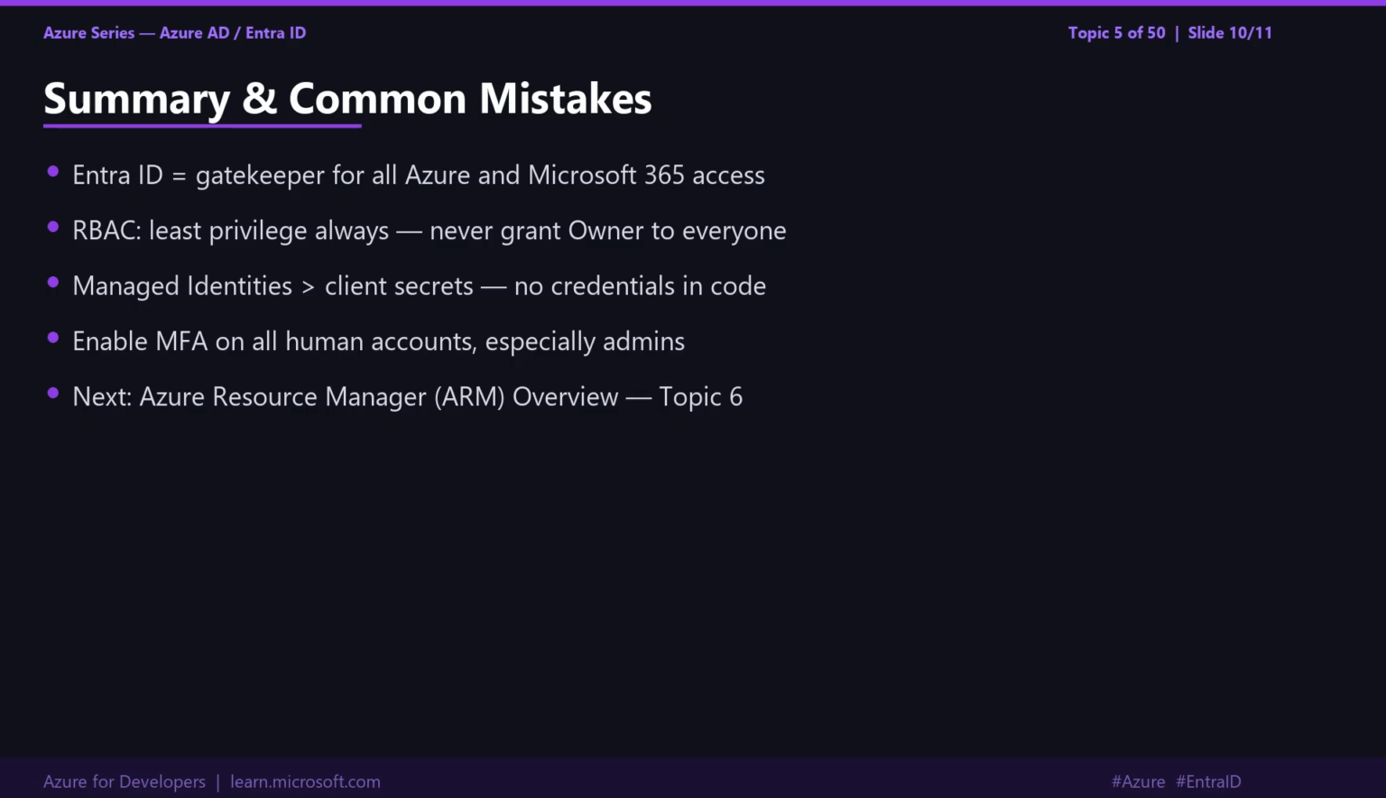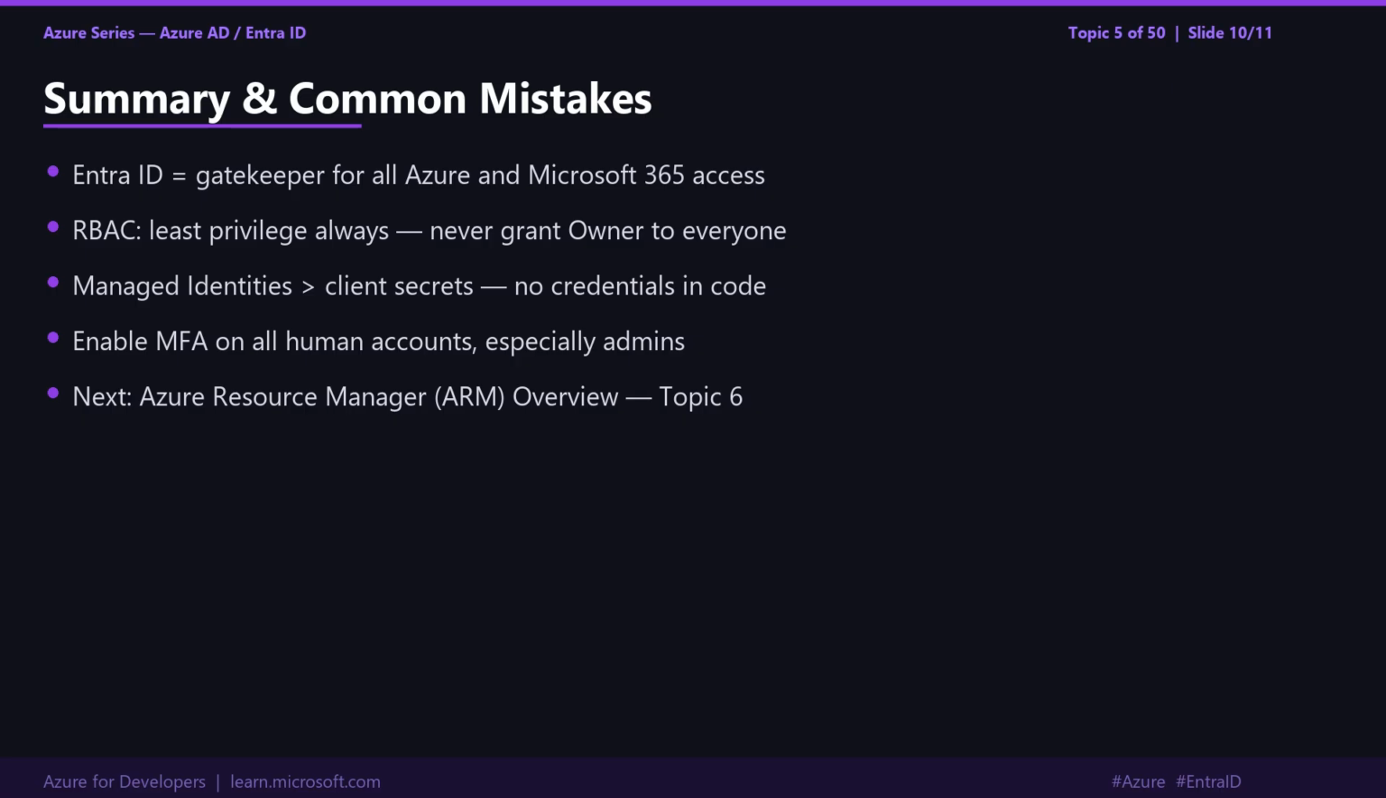Microsoft Entra ID is the identity foundation for everything in Azure. Users, groups, service principals, and managed identities all live here. RBAC connects those identities to permissions on specific resources. App registrations let your applications participate in this identity ecosystem.